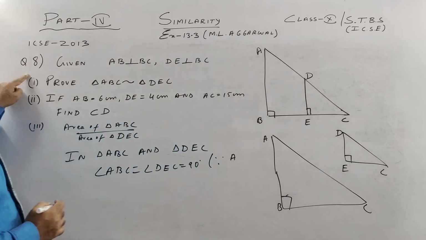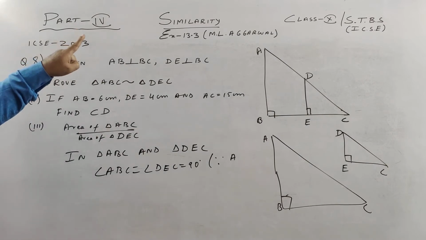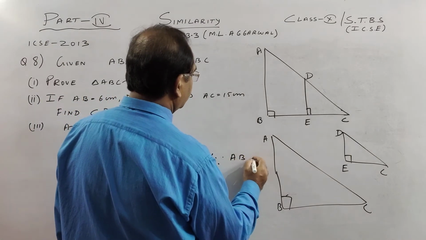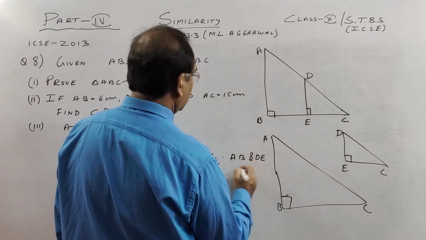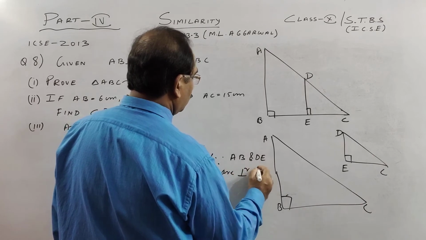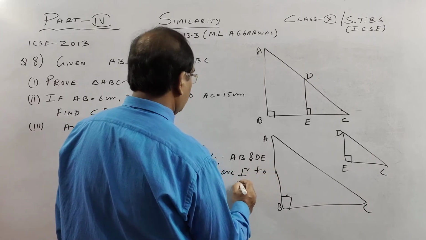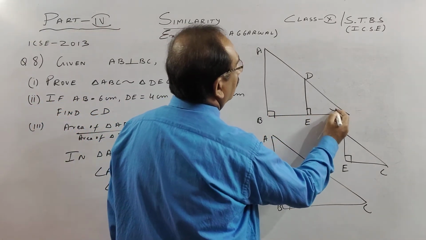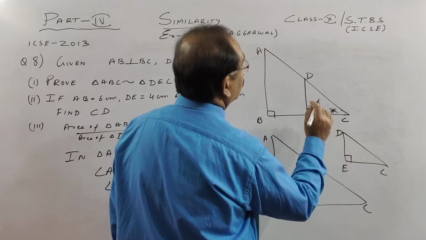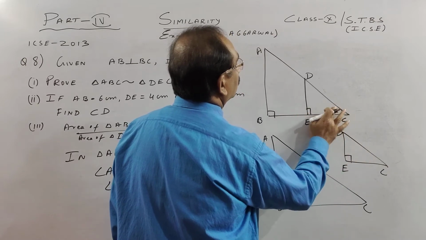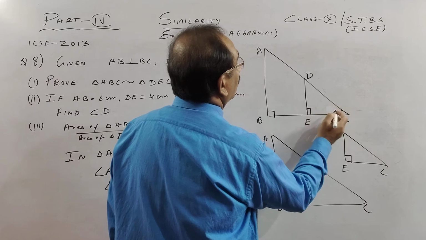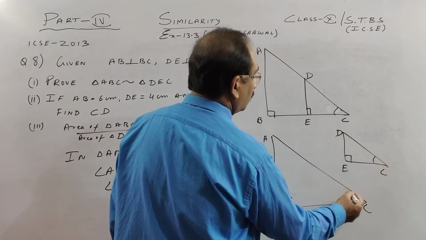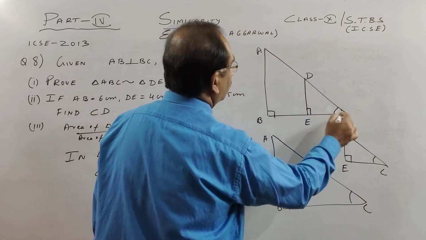See question number 8 of ML Aggarwal's book, exercise 13.3. AB and DE are perpendicular to BC. And next is a common angle, children. See, this is a common angle. Always with an asterisk I show the third angle. Generally you see my pattern is to show an angle by a single or a double line. So this angle is common to both the small triangle and the big triangle.